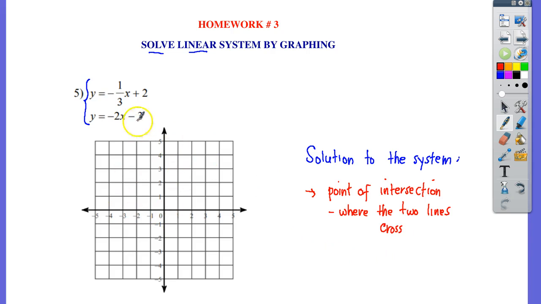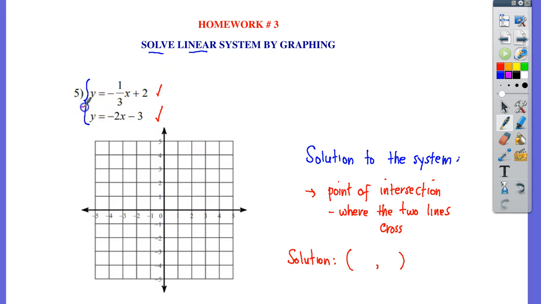So to find the solution to this system, all you have to do is graph the first equation, and then graph the second equation, and then you find the point of intersection, or where the two lines cross. The solution would be the x and y coordinates of that point of intersection. Okay, so let's get started.